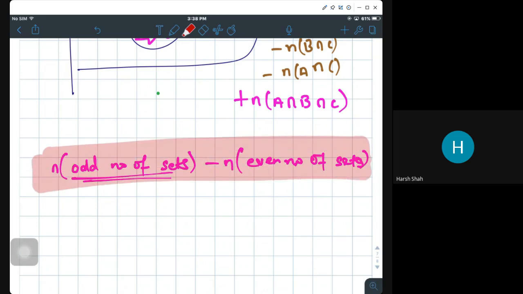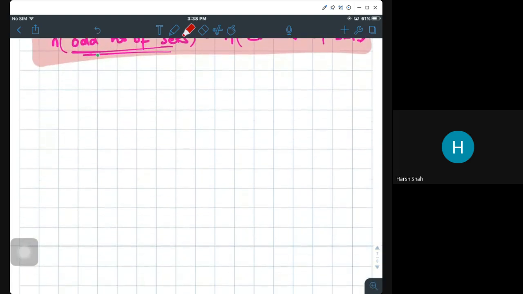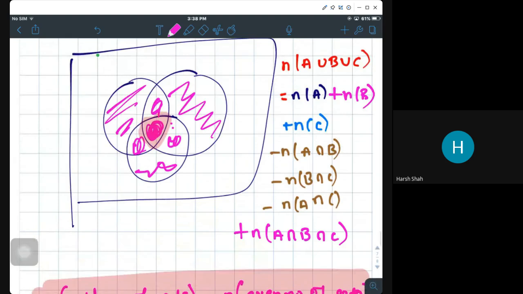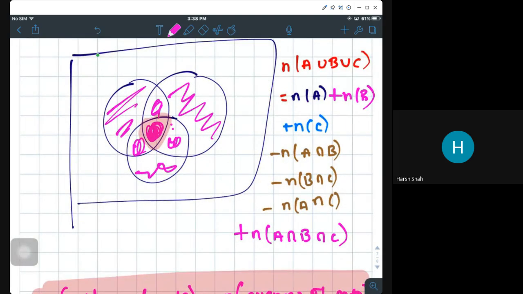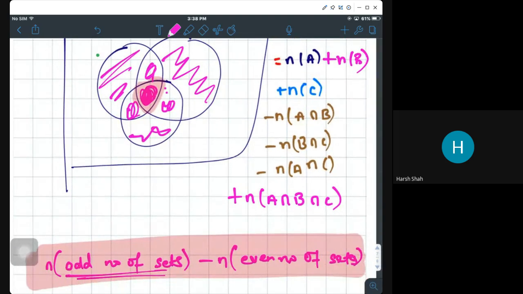Now the questions that come from set theory are based on this topic. They are every time based on this topic. I hope these sets are clear now. Anyone, anything to ask?